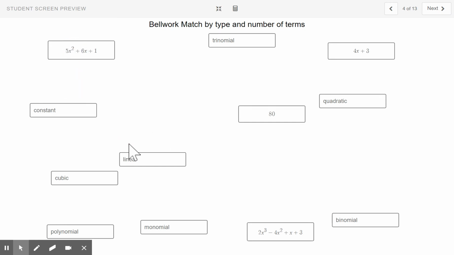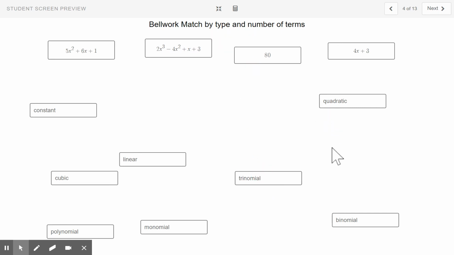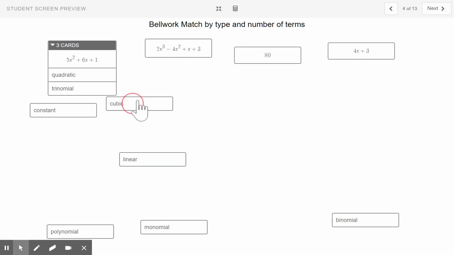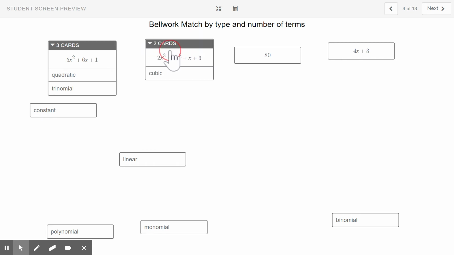Now for this slide, I recommend putting all the problems up top first, and then labeling by degree. So this is a highest exponent of 2, so that is called a quadratic. Now there's 3 terms, 1, 2, 3. Tri means 3, nomial means term. So 3 terms. Now the next polynomial has a highest exponent of 3, and we call that cubic. And then it has 4 terms, so we just call that polynomial.